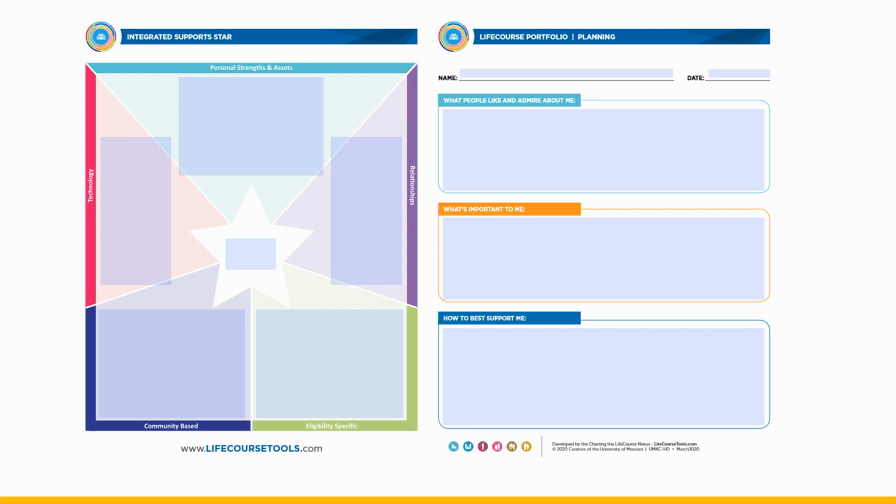Anything else on any of those categories of the support star that people can think of? Or maybe I'll ask the question a different way. You've talked about what's been present that's helpful. What would you like to see in each of those areas? Oh, if only this existed, this would just be great.